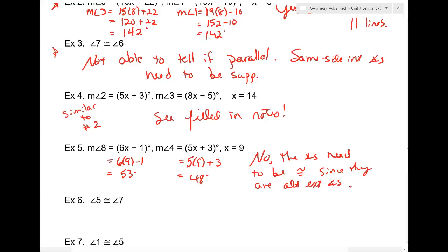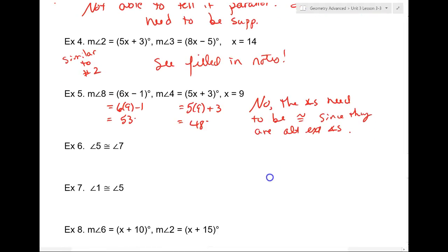So are they parallel? No. That's how simple these really can be. All right, let's look at number 6. I think 6 is actually really fast.